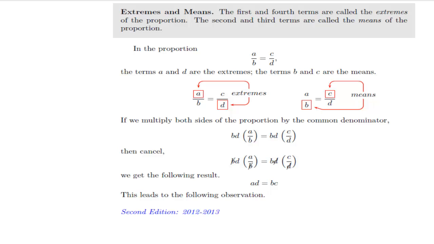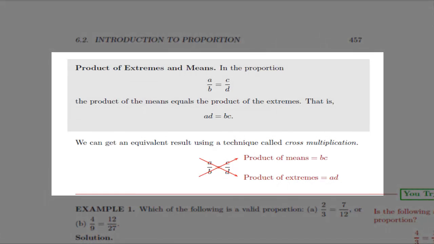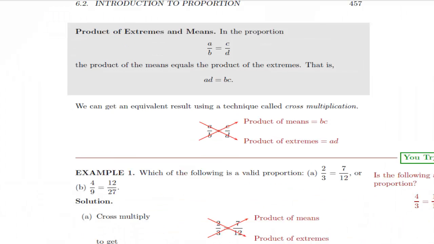This leads to the following observation. The product of extremes and means. In the proportion A over B equals C over D, the product of the means equals the product of the extremes, that is, the product of A and D equals the product of B and C. We can get an equivalent result using a technique called cross multiplication. The product of the means B and C equals the product of the extremes A and D.